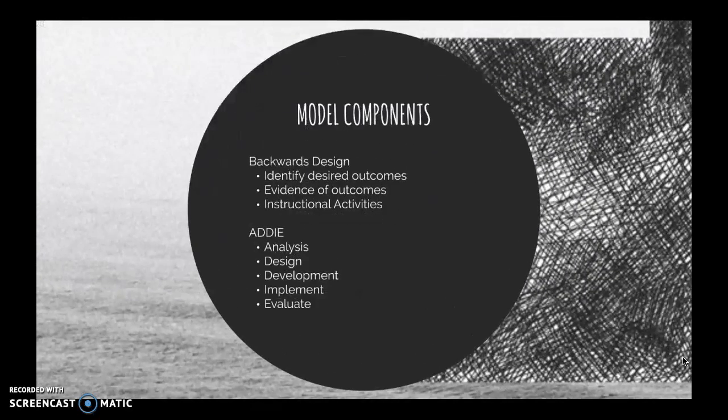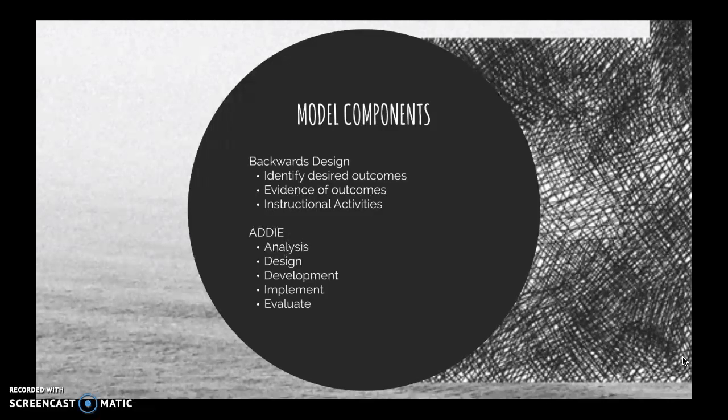The main model components for these are, for backwards design, we want to identify the desired outcomes. So we're starting at the end result first and working our way back. After we've figured out what we want the goal to be and what we want our learners to learn, we need to figure out how we are going to measure these outcomes. So we talk about the evidence of outcomes or success. And then the last step is determining the instructional activities as well as the learning techniques.